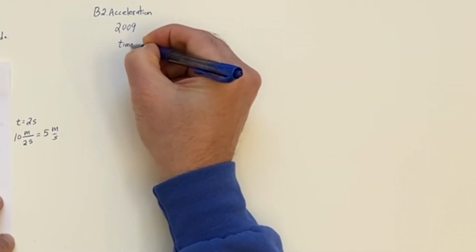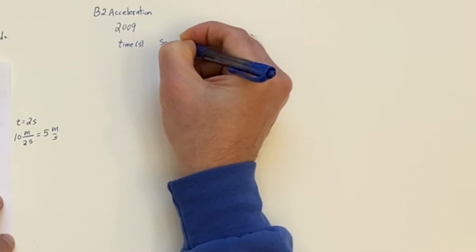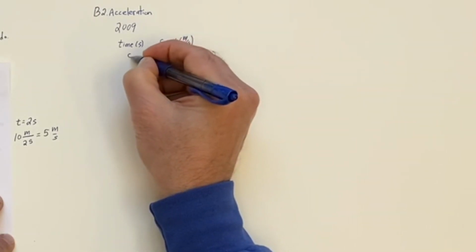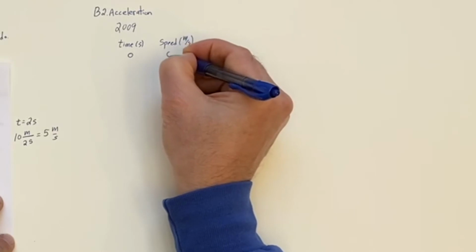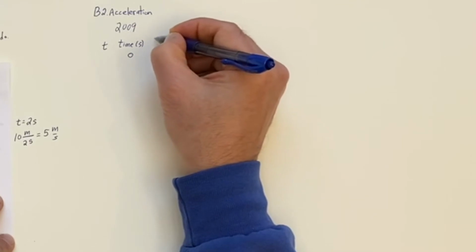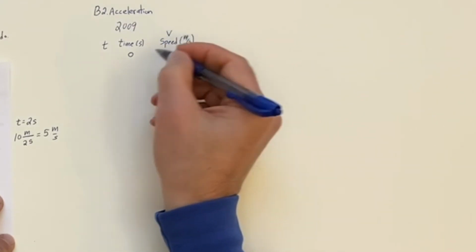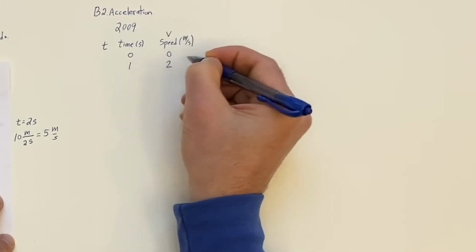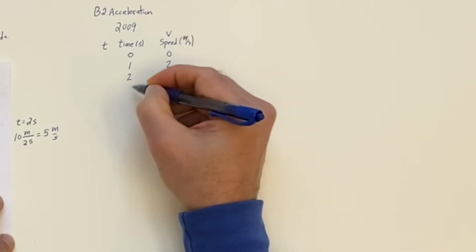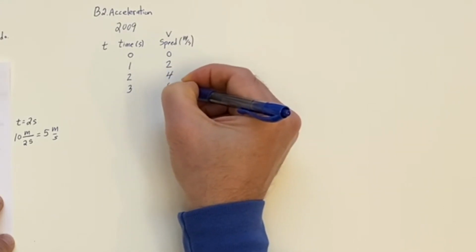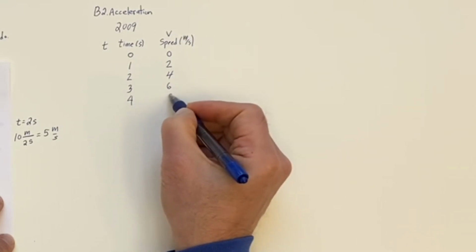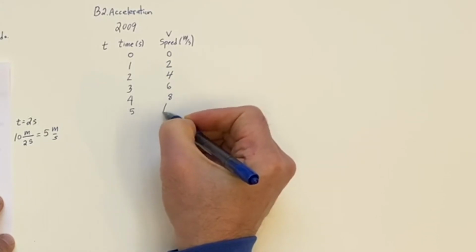To get an idea of the concept of acceleration, let's make a little chart where we have the time in seconds and the speed in meters per second. At time t equals 0, the speed is 0. So this could be represented by t, and the speed by the letter v. Then after 1 second, say we're going 2 meters per second. And then after 2 seconds, we're going 4 meters per second. And after 3 seconds, 6 meters per second, and so on. 4 seconds, 8 meters per second, 5 seconds, 10 meters per second.